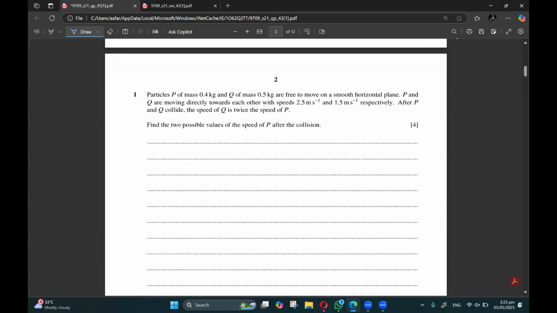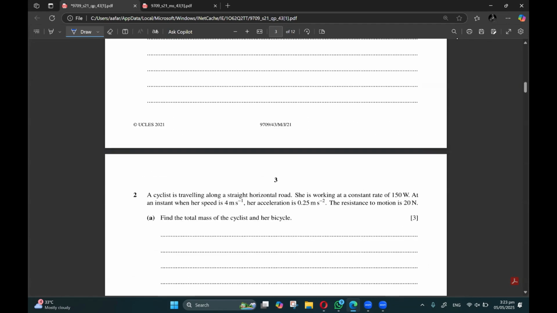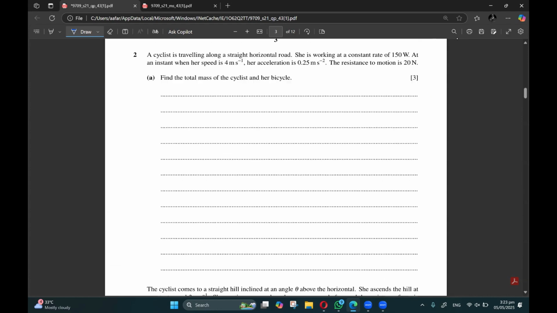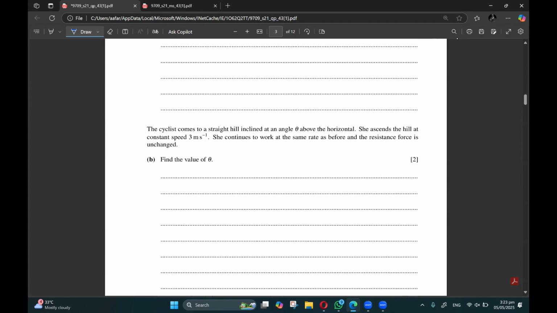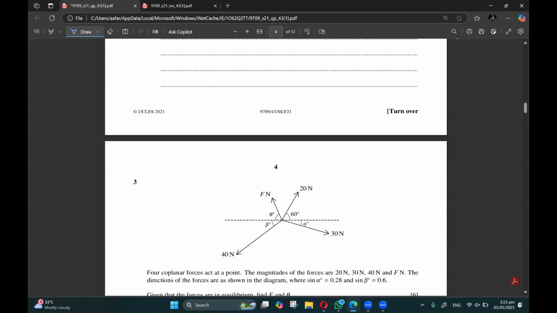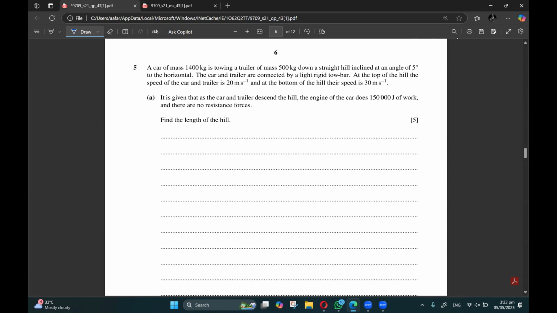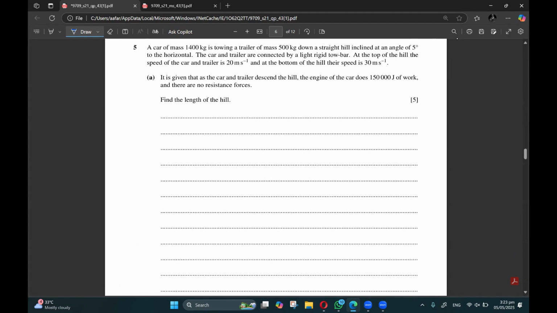So, two possible values of speed. This is a basic momentum question. Then we have the mass of the cyclist, with energy, work, power, similar to that. Now we have the forces question, equilibrium. Then we have kinematics. And we have another work energy question.